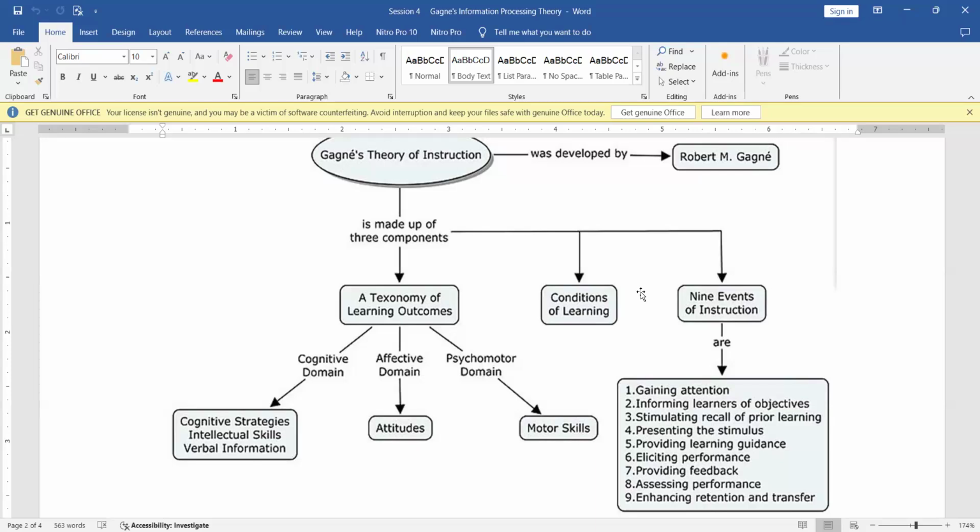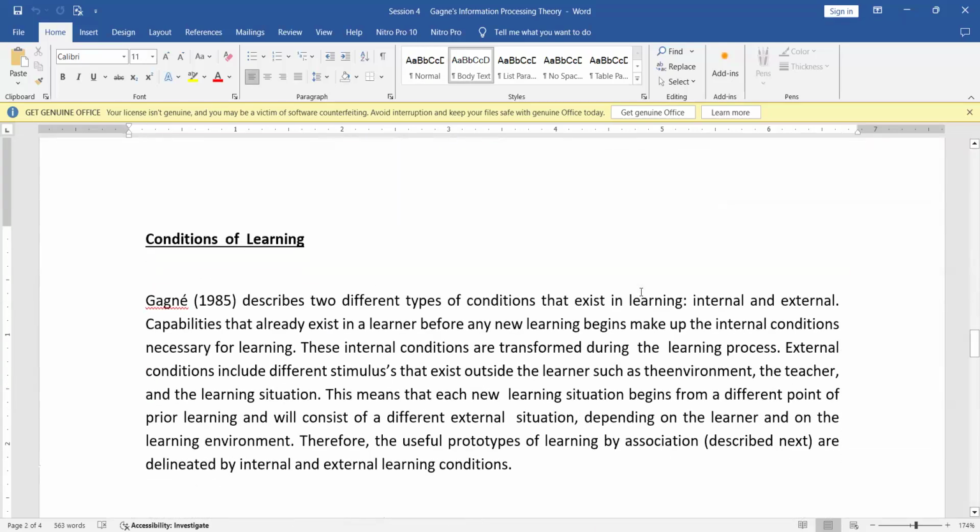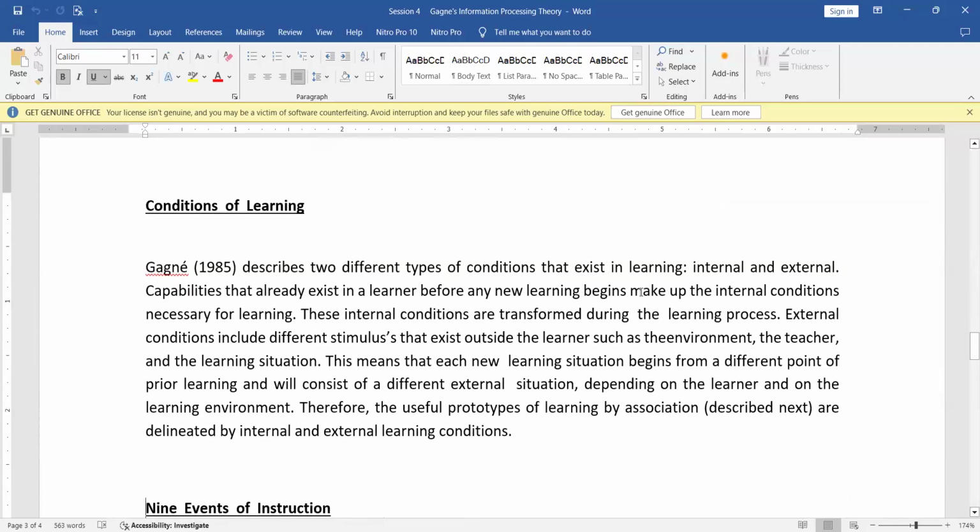If you want your students to learn, there are 2 conditions to be made available for them to actually learn and for you to facilitate their learning. So what are those 2 conditions of learning? The 2 conditions of learning are internal conditions of learning and external conditions of learning. Internal conditions and external conditions. If you want your students to learn, make sure that 2 conditions are actually met. The 2 conditions are the internal conditions and the external conditions.